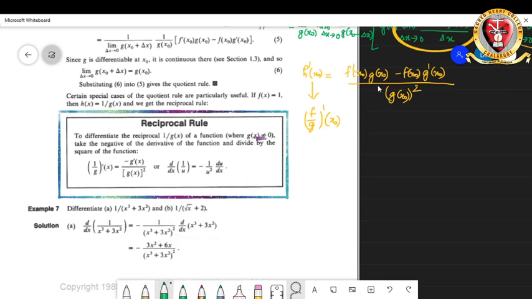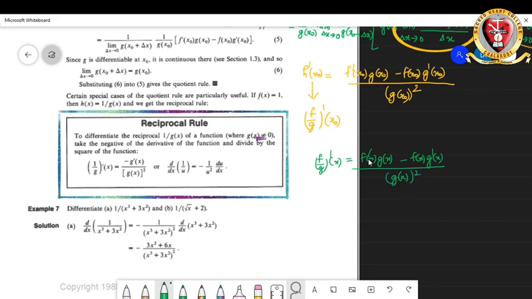We know that the quotient rule is like this, or the quotient rule says that f by g the whole dash of x is equal to f dash of x into g of x minus f of x into g dash of x, the whole divided by g of x the whole square, right?